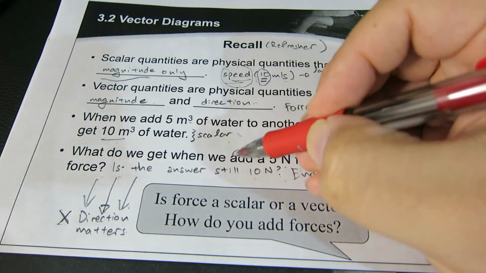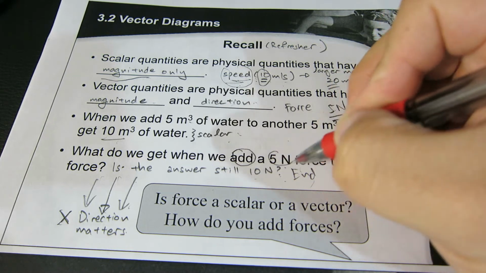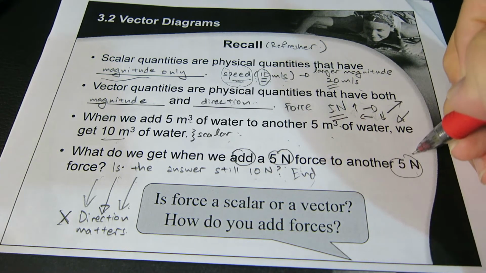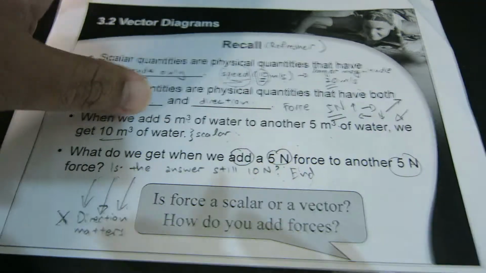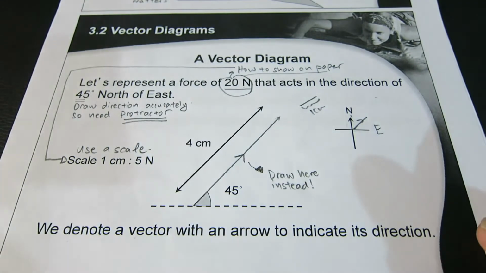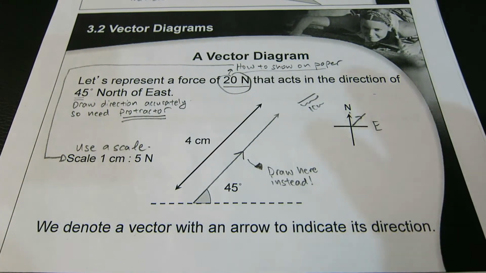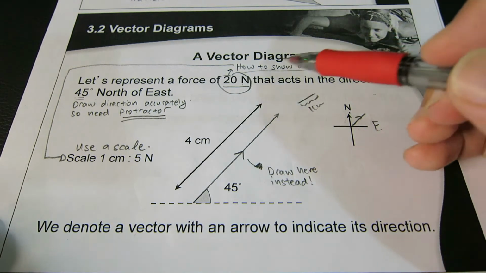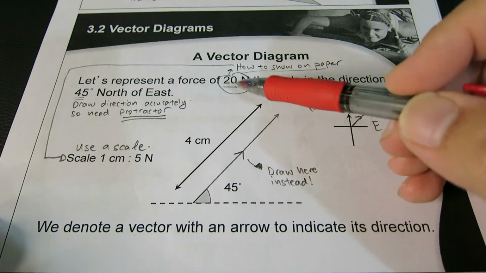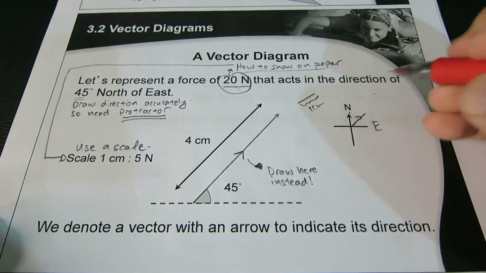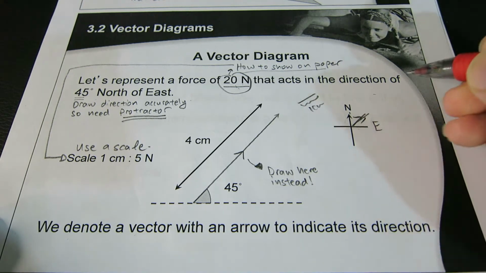So this is what we are doing. We are trying to add a 5 Newton force, one vector, to another vector, and we are doing it using a graphical method. Before we even start on vector addition, it is useful for us to know how to draw just one vector. So let's say you are tasked to represent a force of 20 Newtons acting in a direction 45 degrees north of east, which means in this direction.